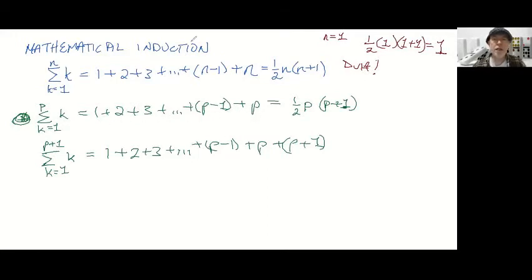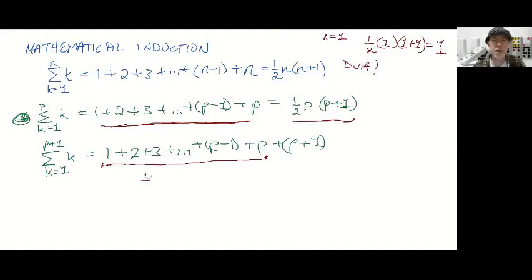Let me change my color here so I can really emphasize this. We see this here. Well, that's the same thing here, isn't it? That's exactly what we've got here. That's our first sum of the first p digits. And what did we assume that was? We assumed that that's this.